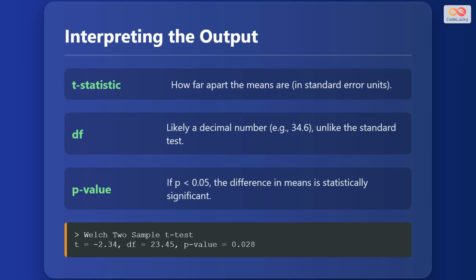Interpreting the output is straightforward. You will see a t-statistic, a decimal value for degrees of freedom, and a p-value. Just like other tests, if your p-value is less than 0.05, you have a statistically significant difference between the means of your two groups.